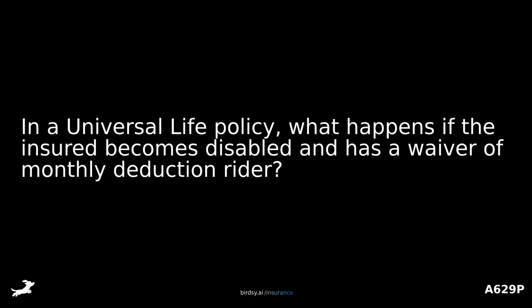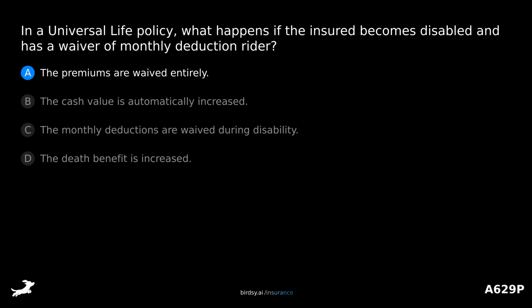In a universal life policy, what happens if the insured becomes disabled and has a waiver of monthly deduction rider? Is it A. the premiums are waived entirely, B. the cash value is automatically increased, C. the monthly deductions are waived during disability, or D. the death benefit is increased?